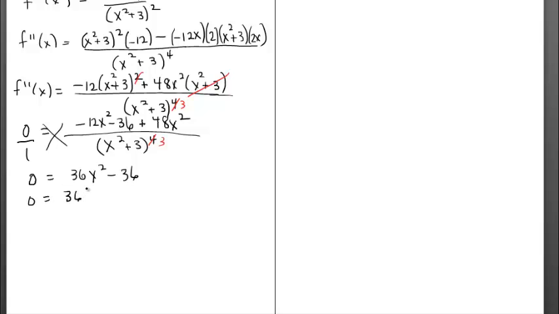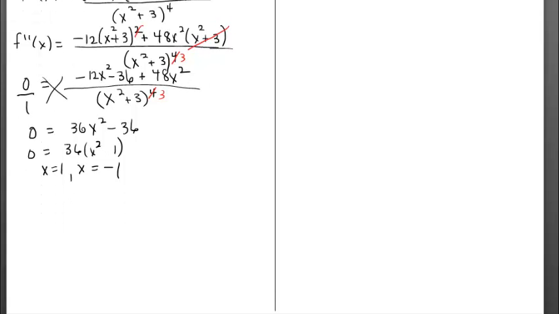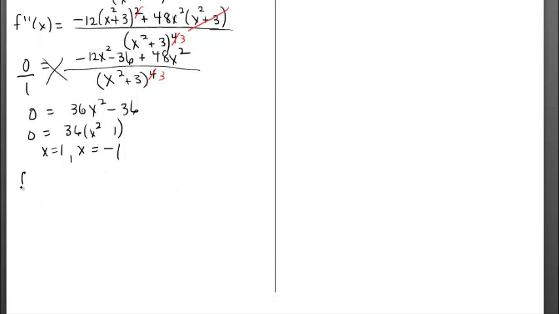Okay, so factor out 36 and then continue factoring. So either x is 1 or x is -1. Those are possible points of inflection, or at least the x coordinates of possible points of inflection. Okay, so let's do our double derivative number line.